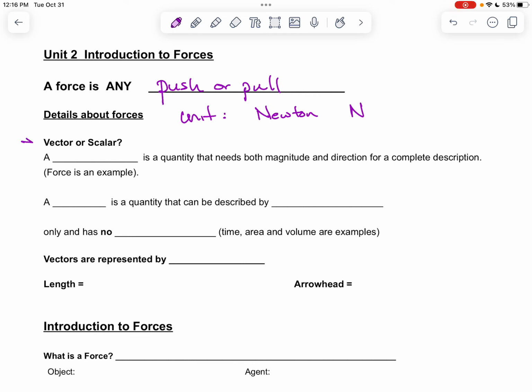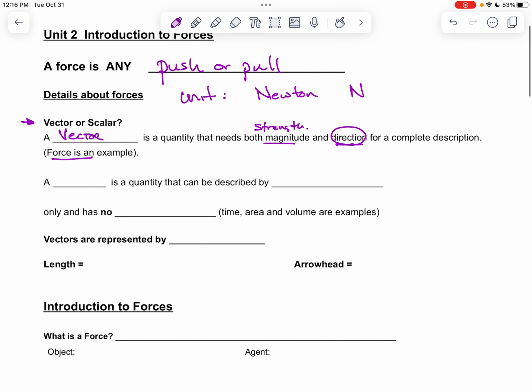So it's important in physics when we make measurements to recognize whether things are what we call a vector quantity or a scalar quantity. So a force is a vector quantity. Force is an example of that. It's a quantity that needs both magnitude and direction for a complete description. Well, what does that mean? So the magnitude basically talks about the strength of an object. So basically the number value. Is it 30 or 40 or 50 newtons? And the direction we get is, am I being pushed or pulled left or right? So when we describe the push or pull, we need to know how strong it is and in what direction, okay?